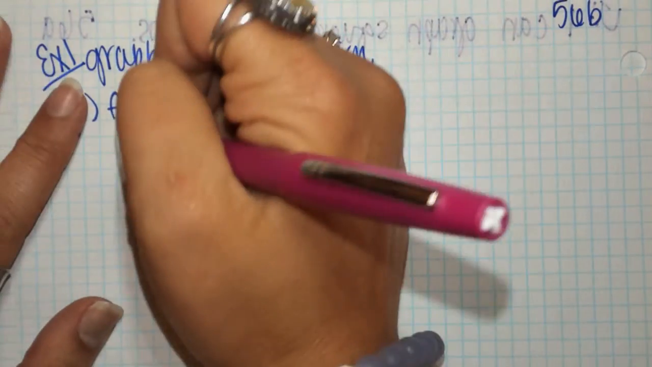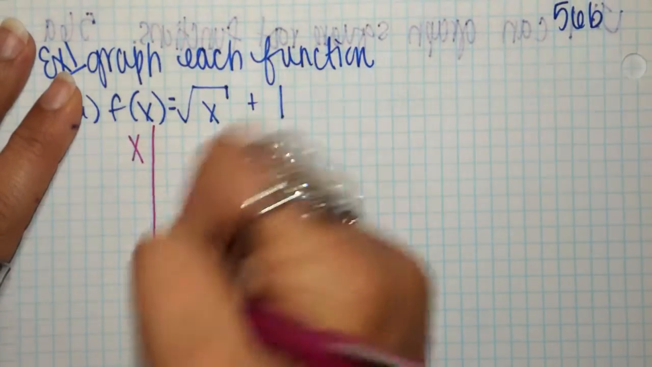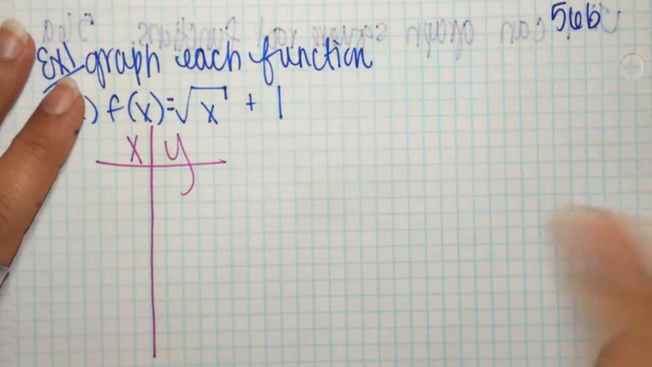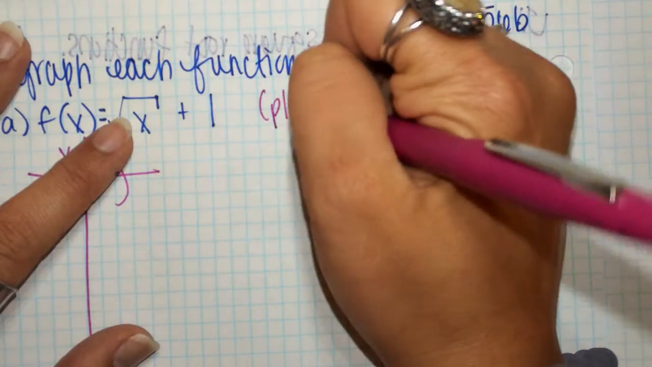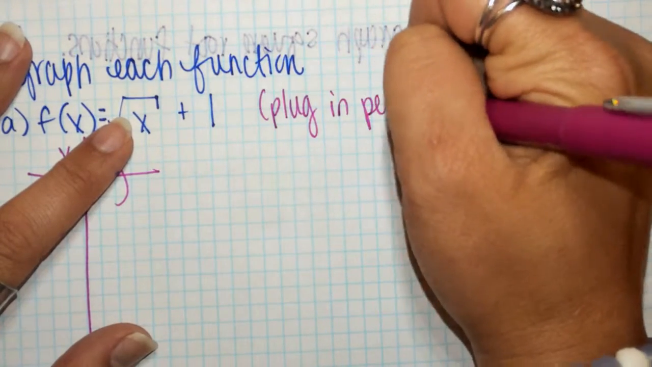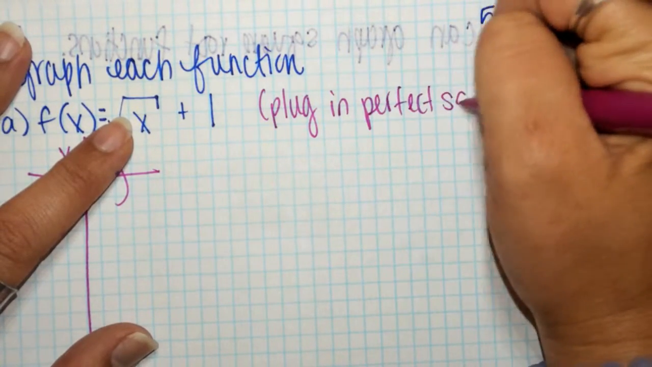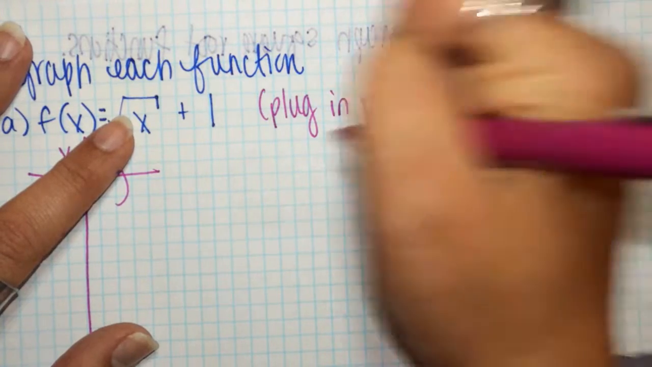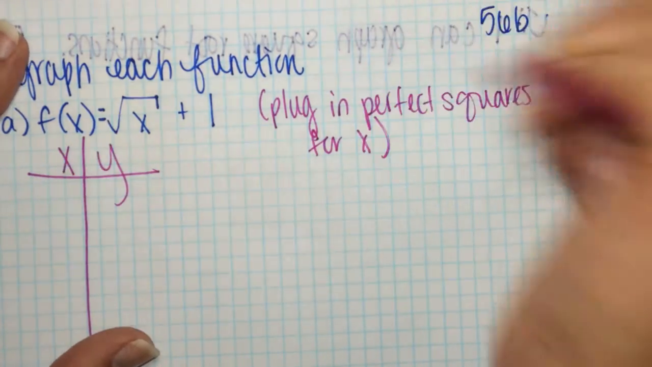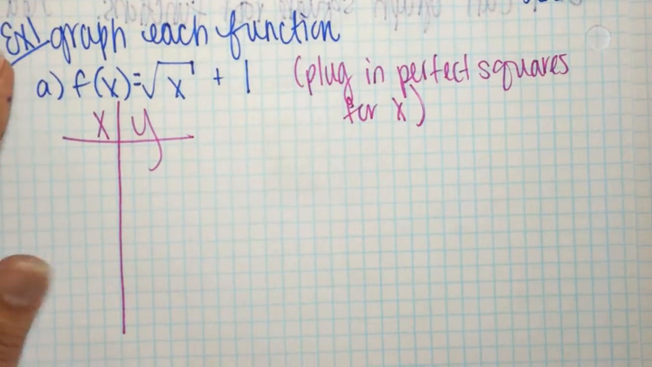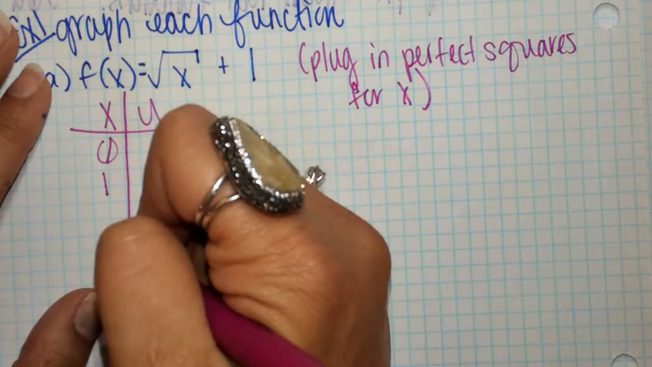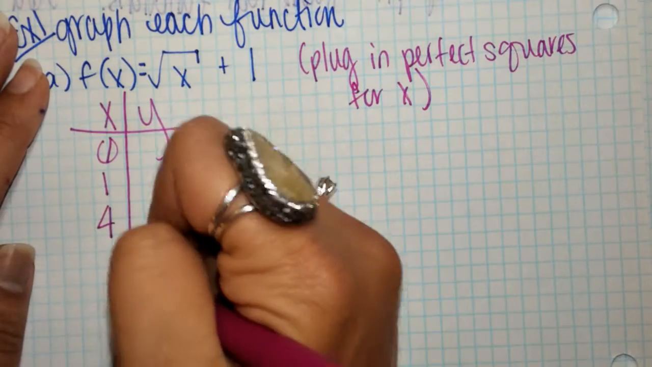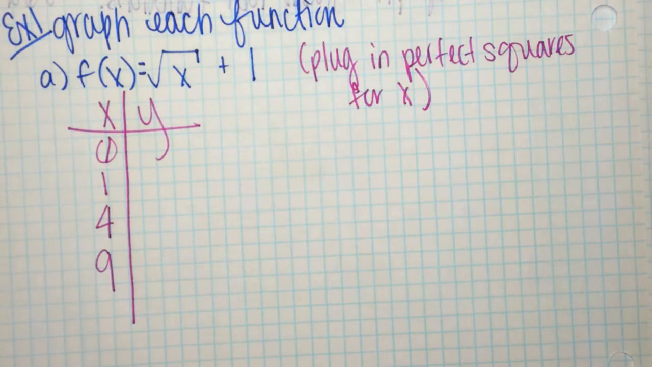Alright, so we're still going to plug in perfect squares. So let's make a note that says plug in perfect squares for x. Alright, and again, what's our first perfect square? 0. Alright, so let's plug in 0.